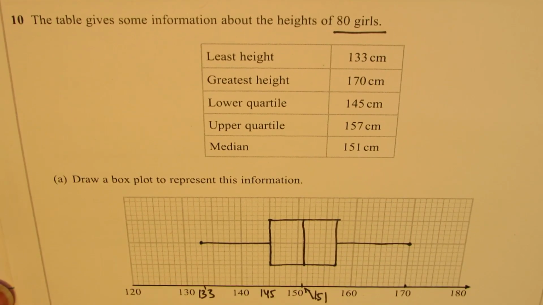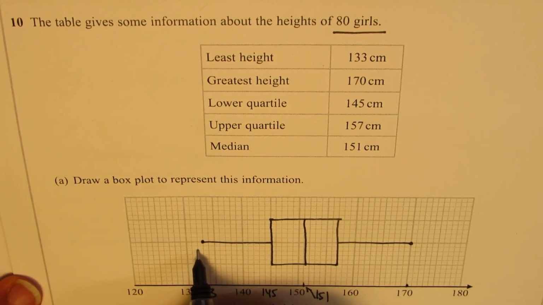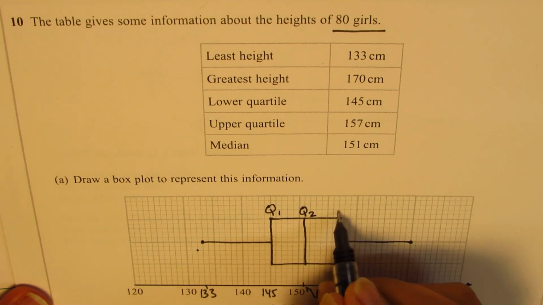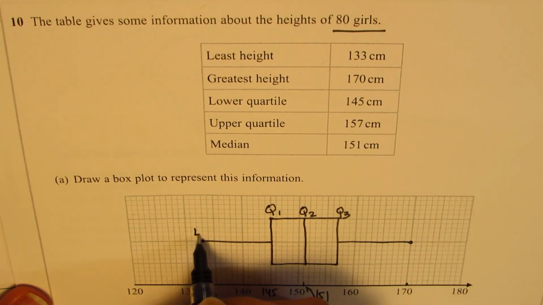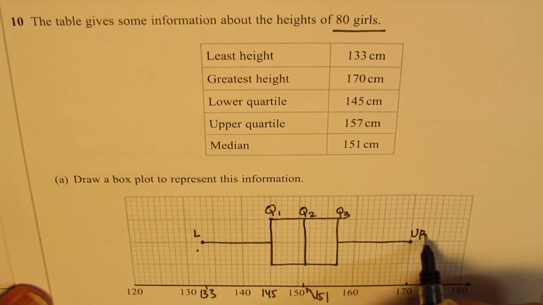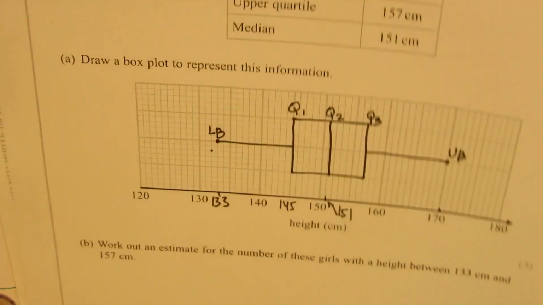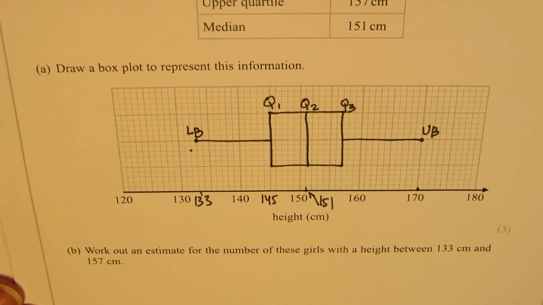You can write lower, you can write, right? This is Q1, Q2, Q3. This is lower bound, this is upper bound, okay? As per your nomenclature. So we have difference in this nomenclature.